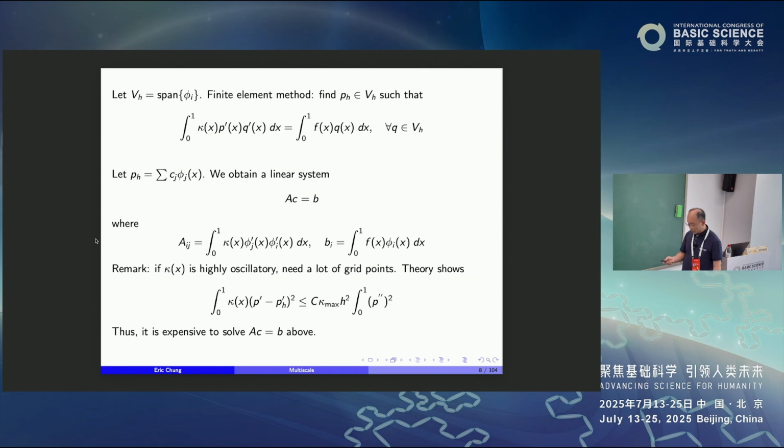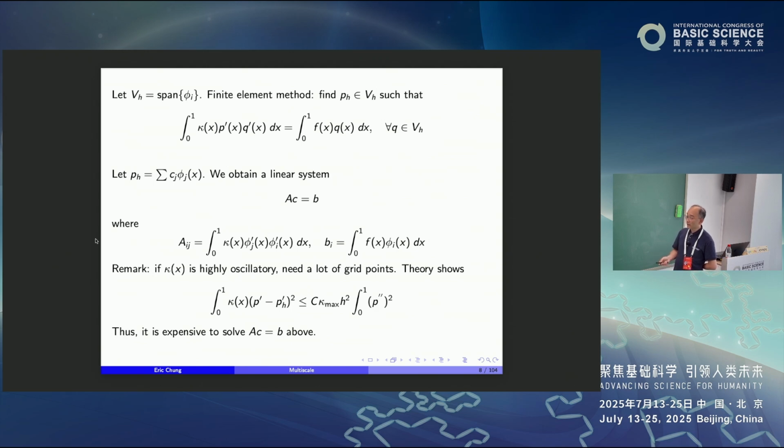According to classical analysis, if you look at the difference between the true solution P and the approximate solution pH, you see that this is bounded by this quantity. On the right-hand side, you have h squared, where h is the mesh size. You also have a kappa max, the maximum value of kappa, and a norm that looks like this, which contains the second derivative of the true solution.